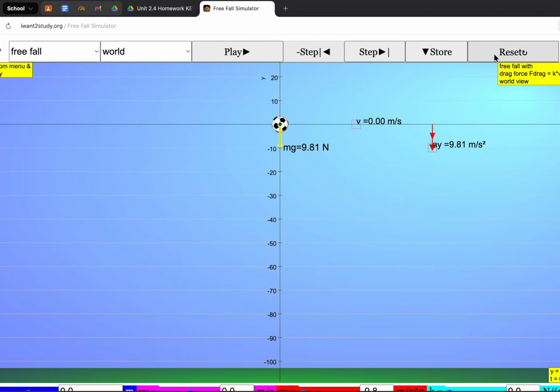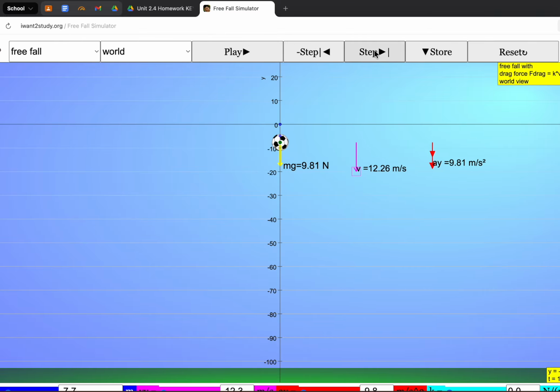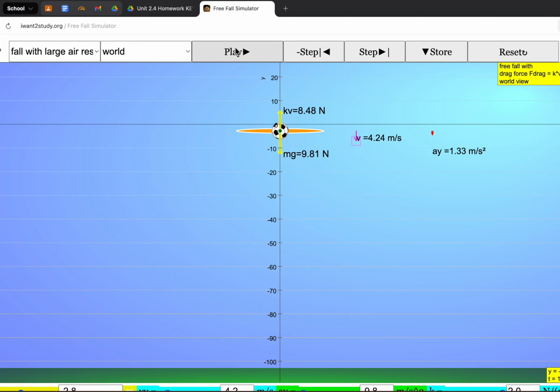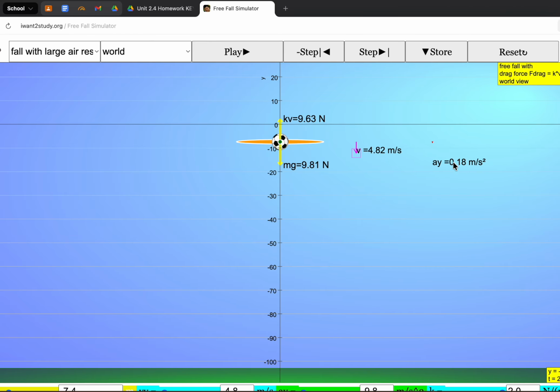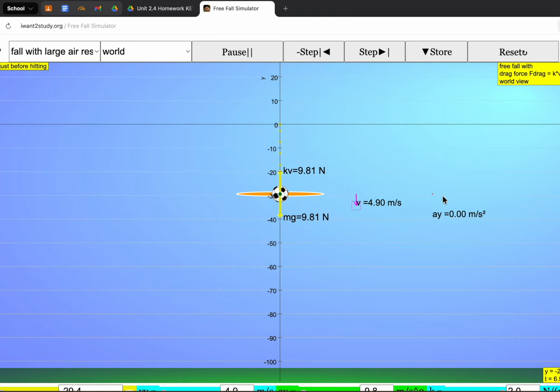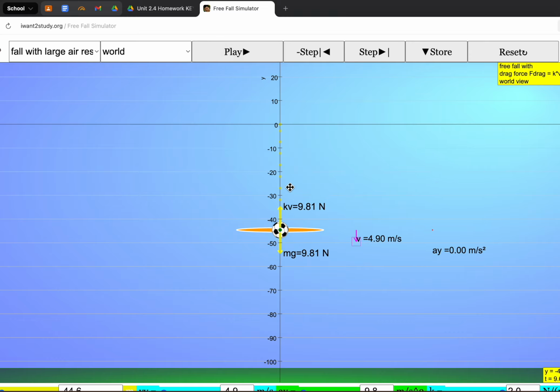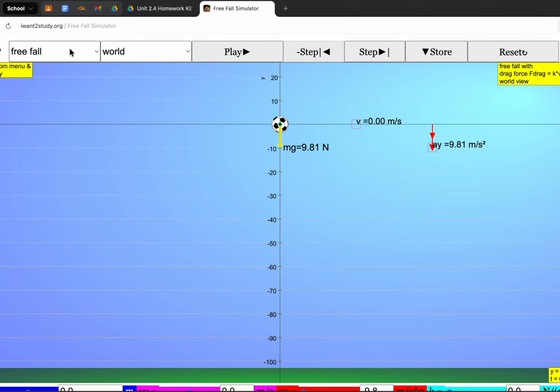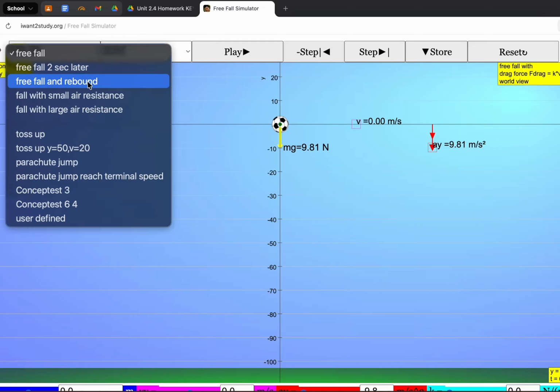Now that there's air resistance, it accelerates at the start, but then the acceleration vector decreases because of air resistance, and then there's no more acceleration. It hits a constant terminal velocity of 4.9, in this case, meters per second. Remember that the rock's terminal velocity at low speeds is almost negligible because of its high mass in relation to its small surface area.